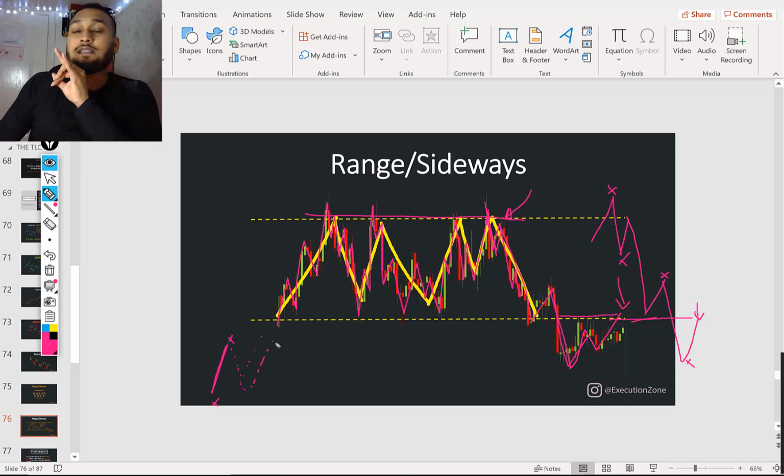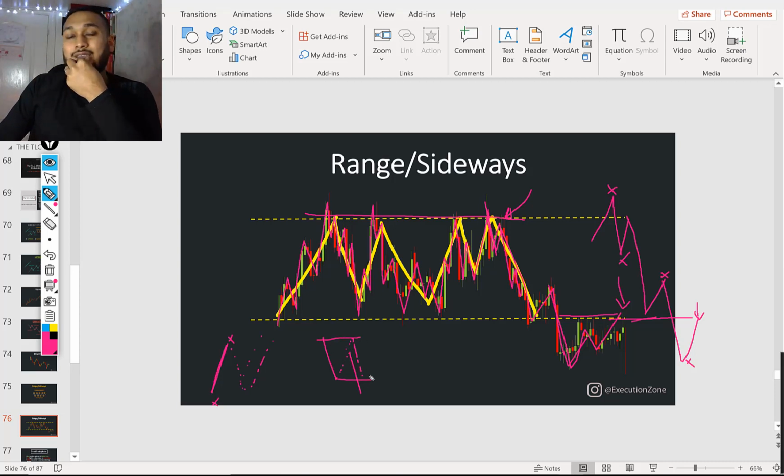And same with a downtrend. One move, you're getting ready for possible lower highs so that you can sell. But you're also ready for possible ranges so that you can also sell and trade the range itself.